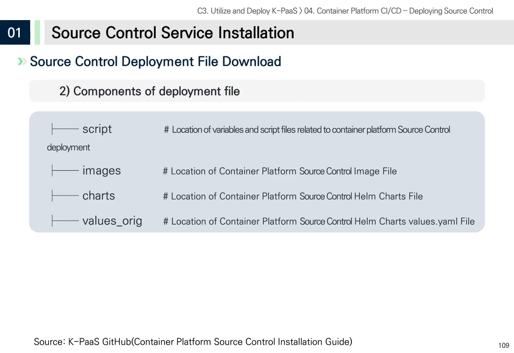The scripts folder contains variables and script files related to the container platform source control deployment. The images folder contains source control image files. The charts folder contains Helm chart files for source control. The values org folder contains the Helm chart values YAML file of source control.